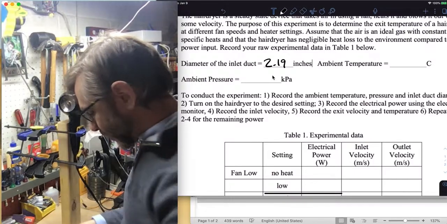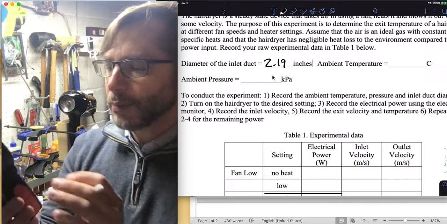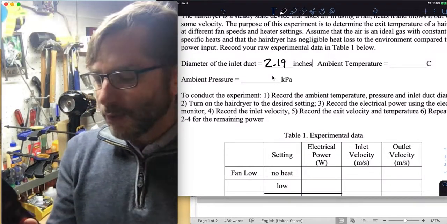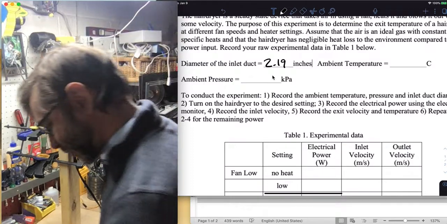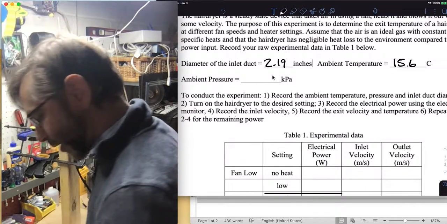Okay. Now the next thing to do is find the ambient temperature. The ambient temperature here we can read on my handy little anemometer, and it says that it's a chilly 15.6 degrees Celsius here. So that's what we have.